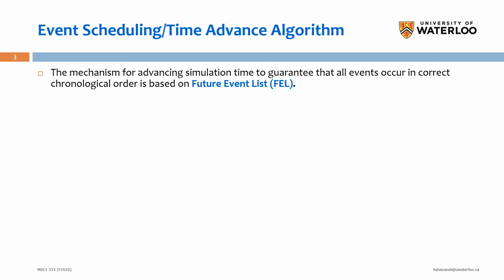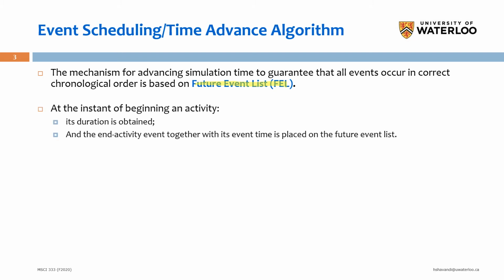As I said before, the core of a discrete event simulation is its event scheduling or time advance algorithm. Here we have a mechanism in the simulation to guarantee that all events will occur in their time, in chronological order. So we will have a future event list, and we will order the future events chronologically by their occurrence time, and then based on that we will process the events.